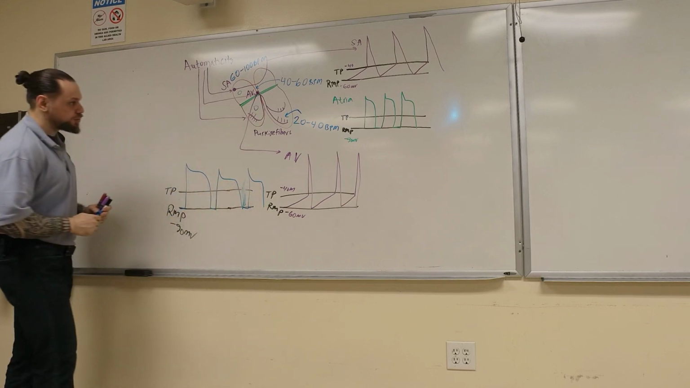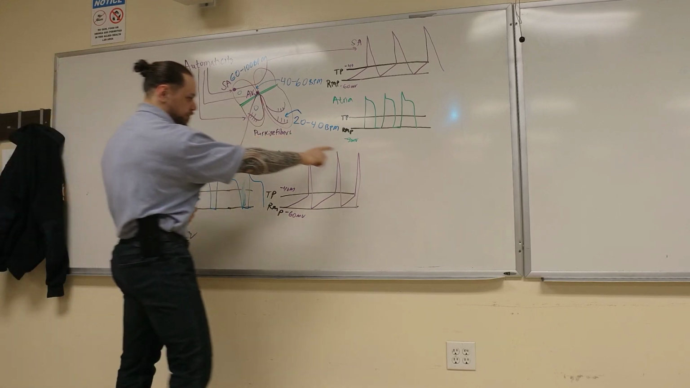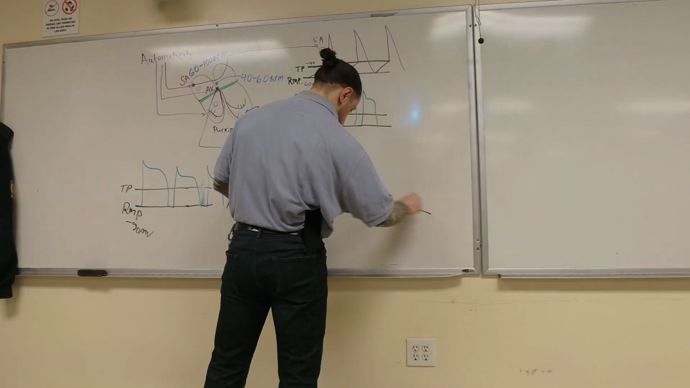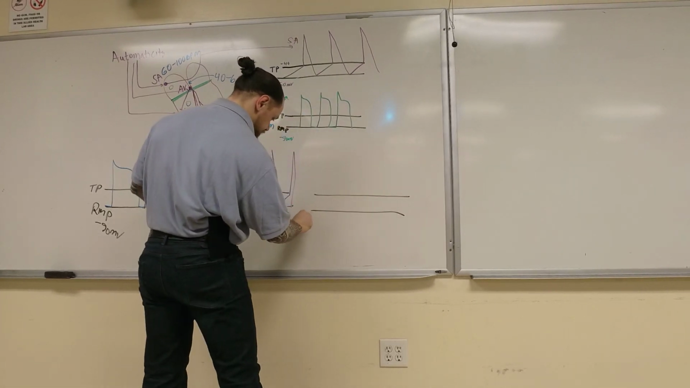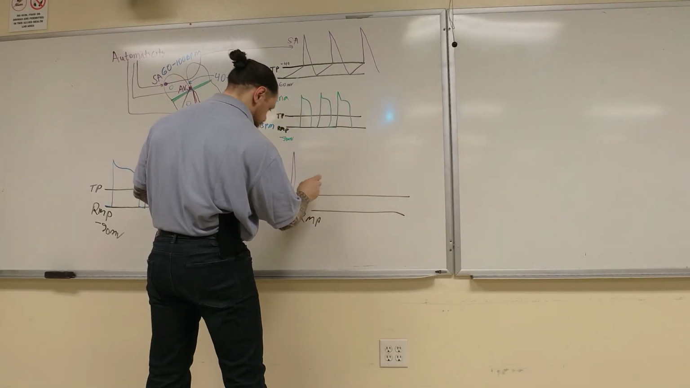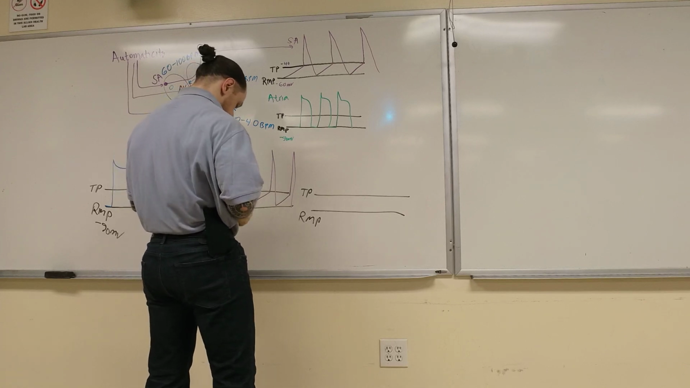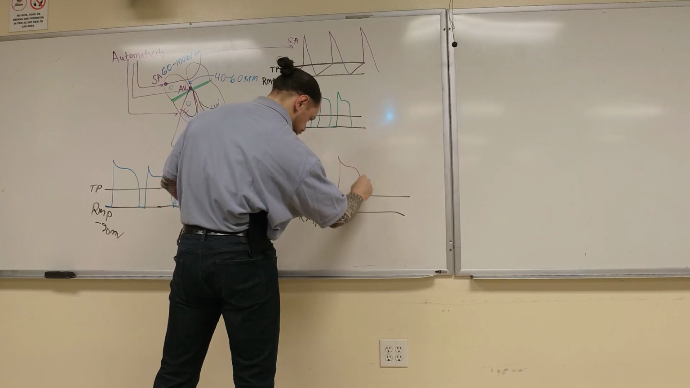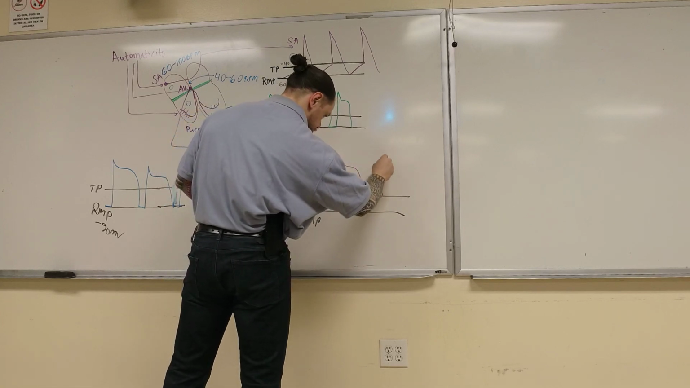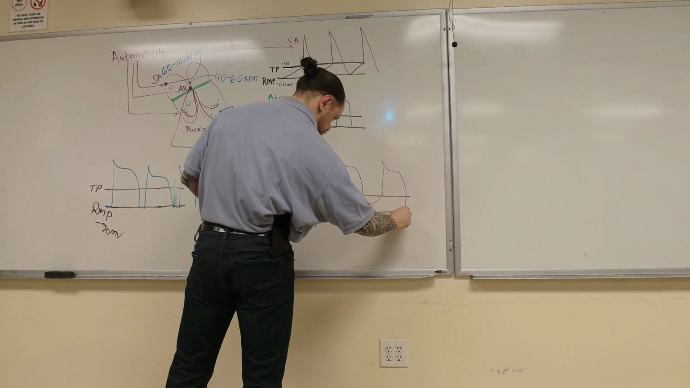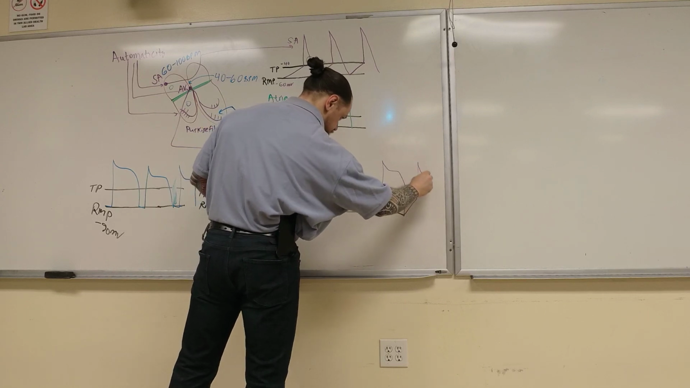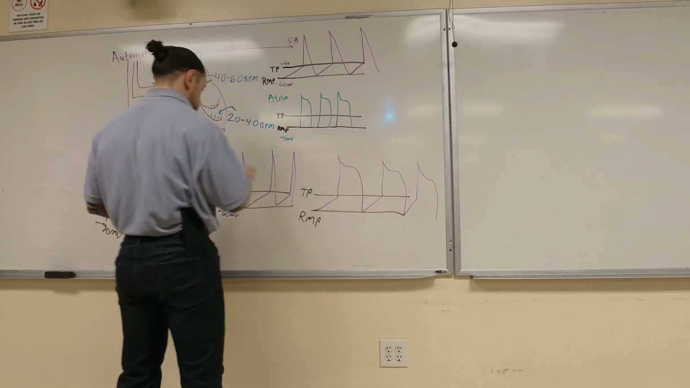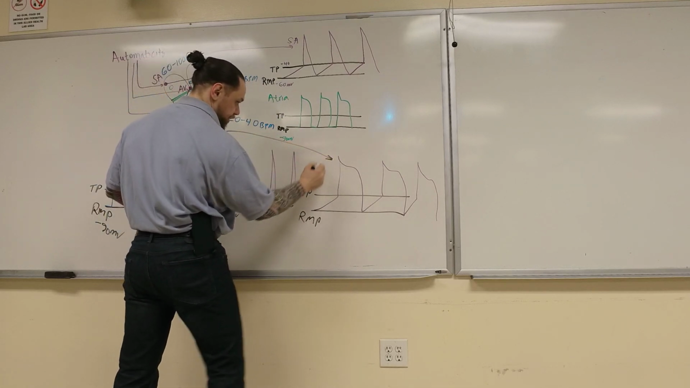And the final one would be the Purkinje fibers. The Purkinje fibers will be here. So resting membrane potential, threshold, and Purkinje are going to be here. All right, this is our Purkinje.